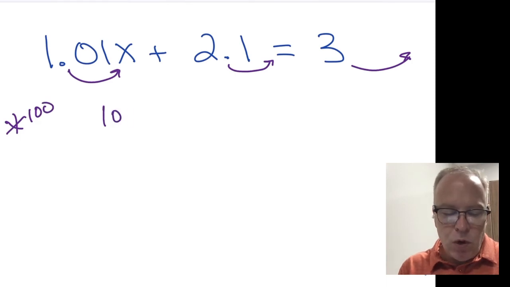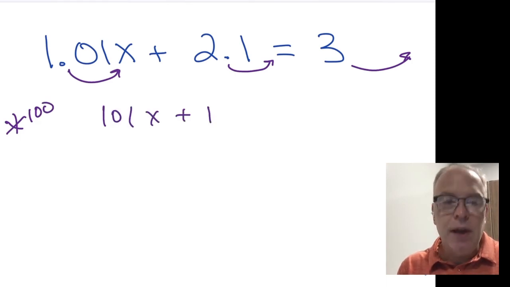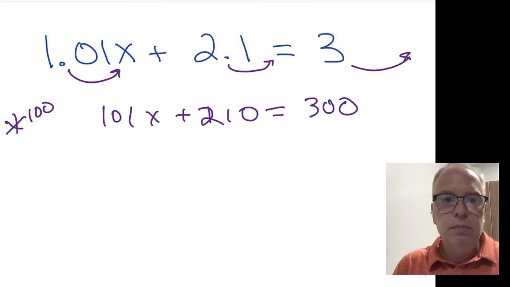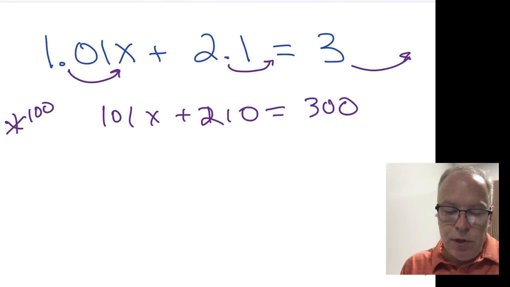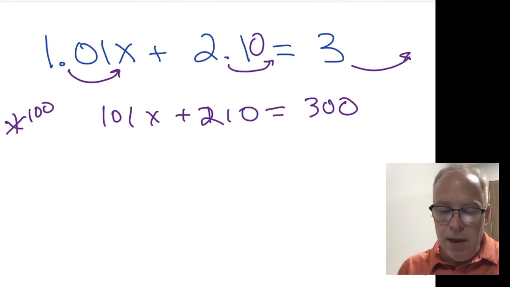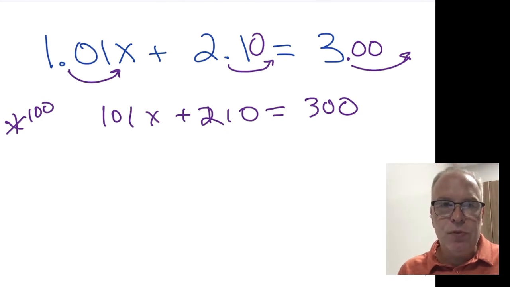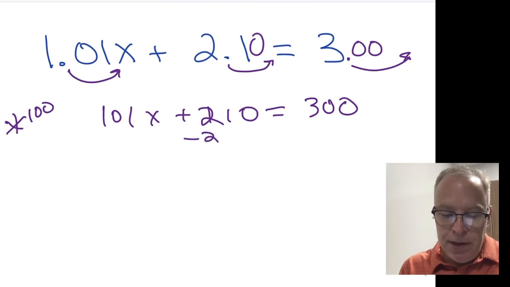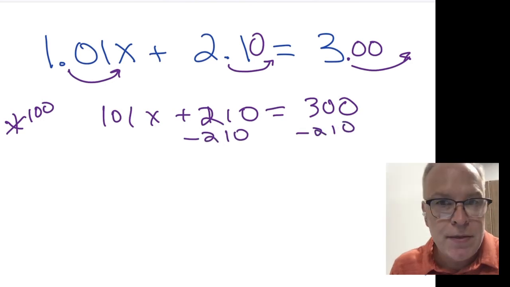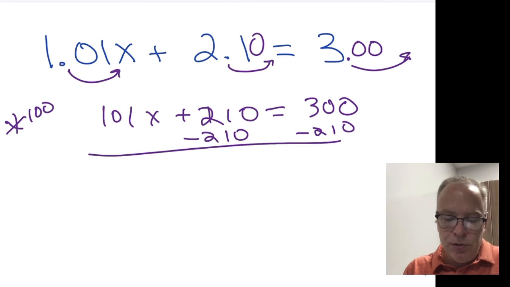So I get 101x plus, I got to move this over twice, so I get 210 equals, got to move it over twice, 300. All right, so I moved the decimal point over twice. So there was a 0 there, 1, 2 there, and then there was a .00 here, and when I moved it over twice, I got 300. You see that? Now the decimals are gone, and we're in a happy place here. As always, whenever we're in math class, we're in a happy place. Isn't that true? Yes, it is.